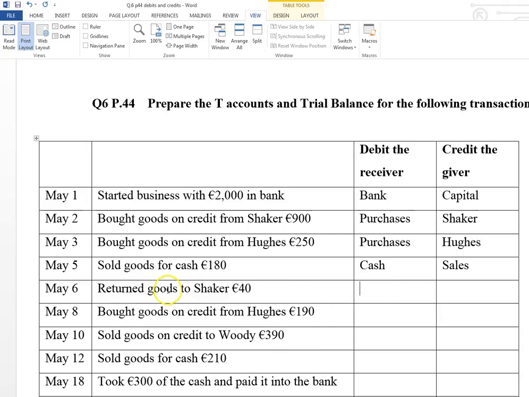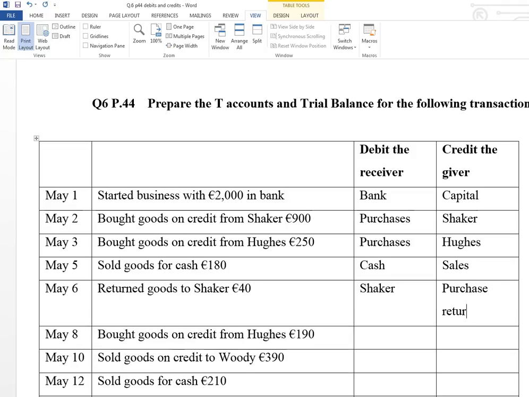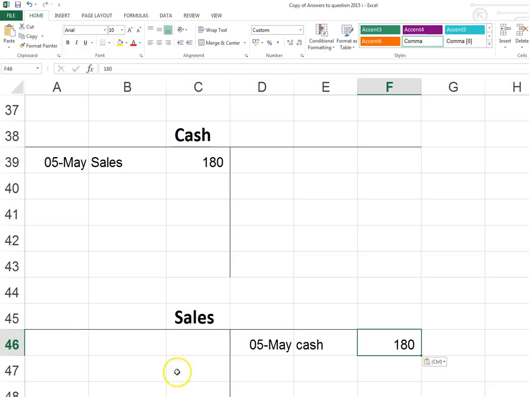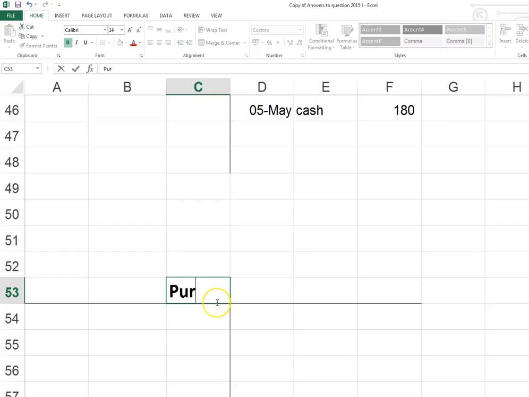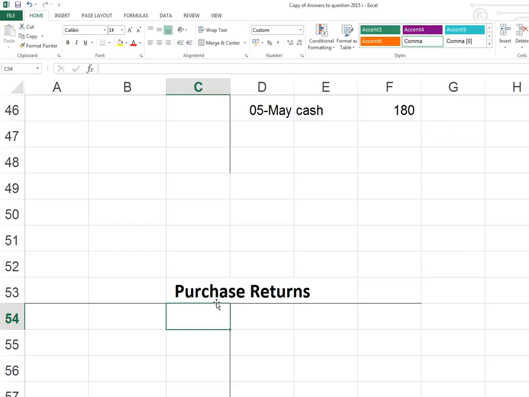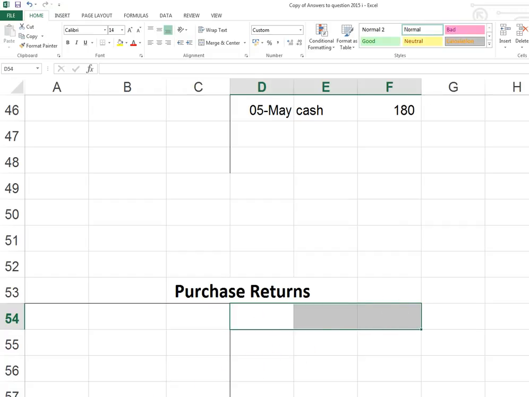Return goods to Shaker. Anytime you see goods mentioned, it's either purchases or sales. Here, if the business is returning goods to someone, it's purchase returns, and Shaker is the other account. Shaker is receiving goods from us, and the other account is purchase returns. We already have a Shaker account open, so we just need to open a purchase returns account. We'll credit purchase returns and then debit Shaker.